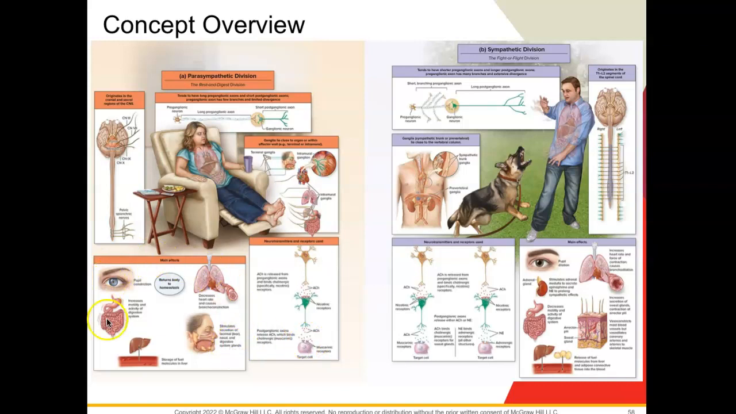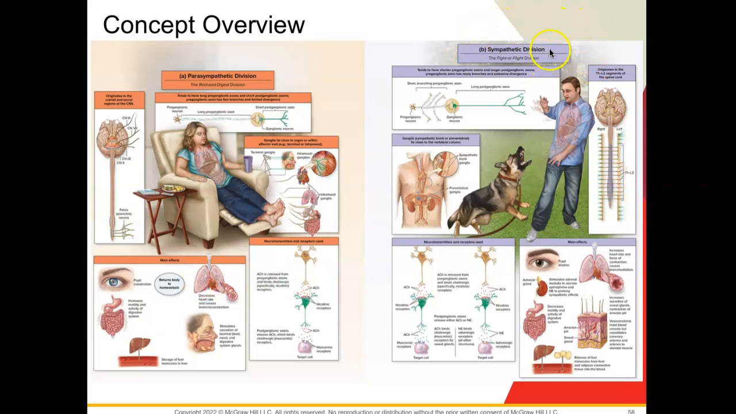Some of the effects that would help us rest and digest or return the body to homeostasis would be pupil constriction, increased motility and activity of our digestive system, our storage of fuel molecules within the liver, such as glycogen, and stimulated secretion of our lacrimal gland or tear gland, our nasal and digestive system glands, such as the salivary glands, and lastly, decreasing our heart rate and causing bronchoconstriction within the lungs.